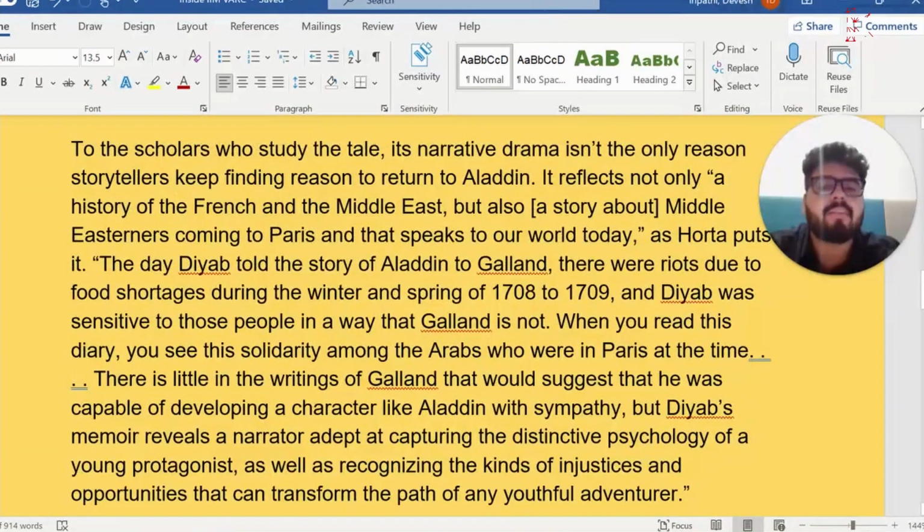To the scholars who study the tale, its narrative drama isn't the only reason storytellers keep finding reason to return to Aladdin. Again, it's a very, very important aspect of the passage. As it says, to the scholars who study the tale, its narrative drama isn't the only reason. So narrative drama is one of the reasons, but it is not the only reason.